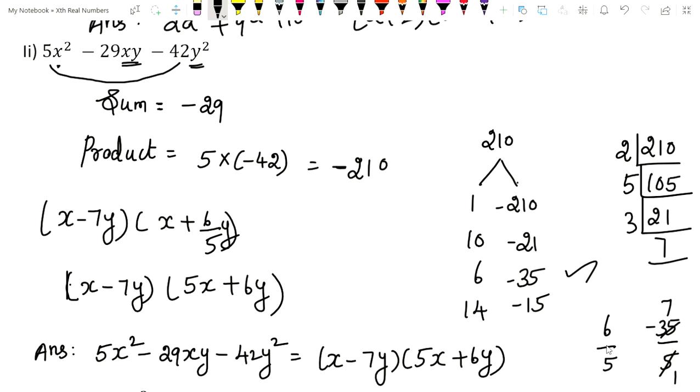After that, we need to see the coefficient of x square. Here coefficient of x square is 5, so divide by 5. What are you getting? x minus 7y into x plus 6 by 5 into y. Why am I putting y? Here the first term has x square, the last term has y square. When we multiply these two terms, you want to get the same terms. If you put y only, you will get y square. So x minus 7y, x plus 6 by 5 y; cross multiply, 5x plus 6y. So this is the factor. You understand, children? Thank you, children.